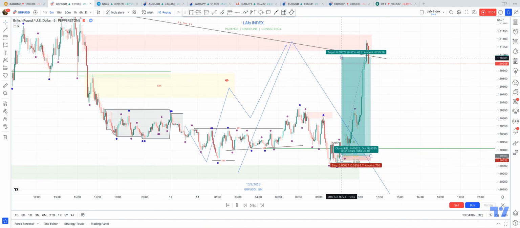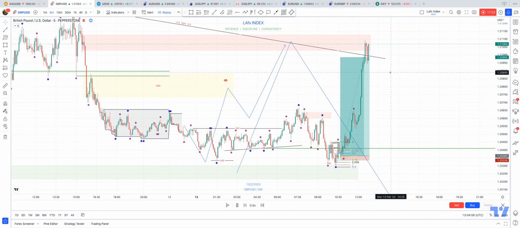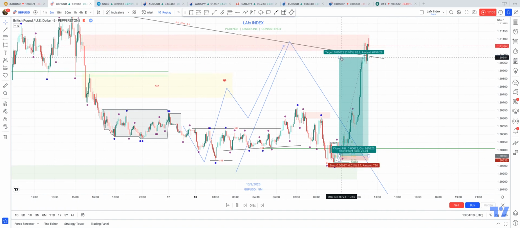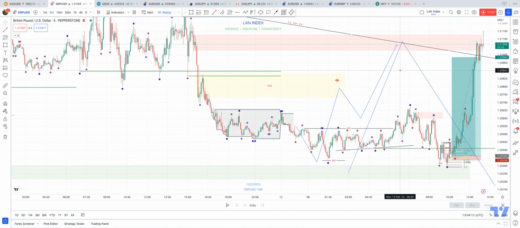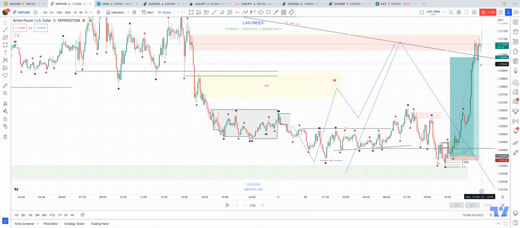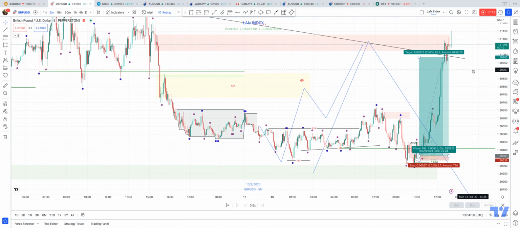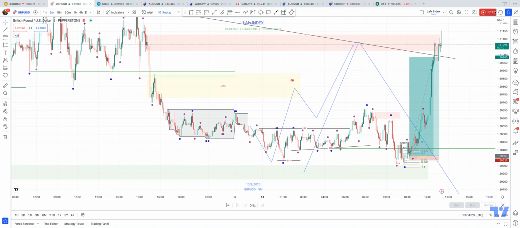We could have been greedy and gone for more, but I always like to have my TP right before my supply zone or my demand zone, just to be on the safer side. So there we have it, guys. 1 to 23 early this morning. I could say I'm done for the day and not look for any more trades. I don't need to trade so much more.